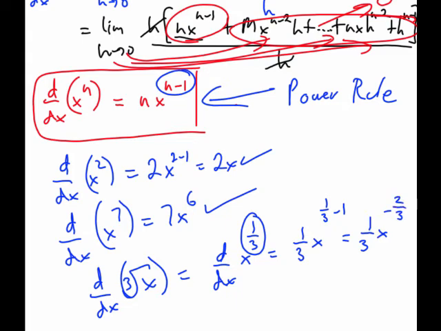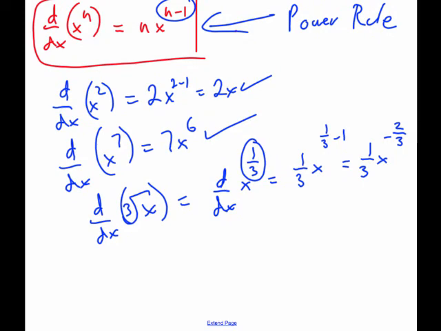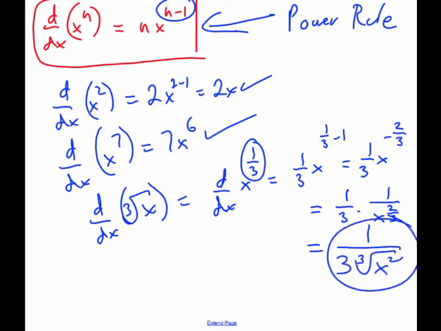Alright, and you could return that to radical form if you needed to or wanted to, which is 1/3 times 1 over x to the 2/3, which would be 1 over 3, the cube root of x squared.